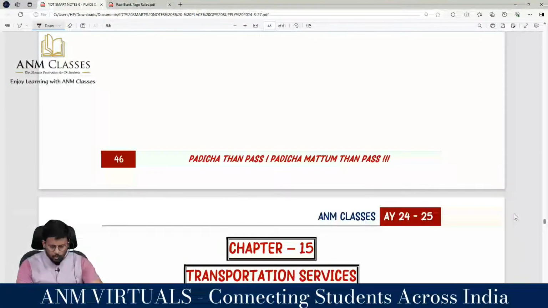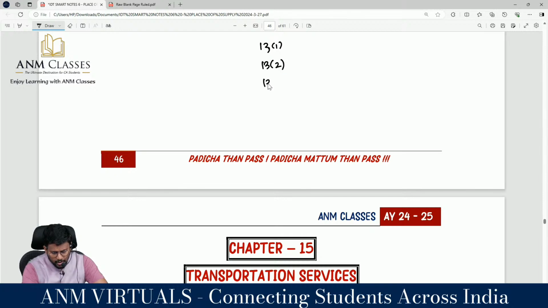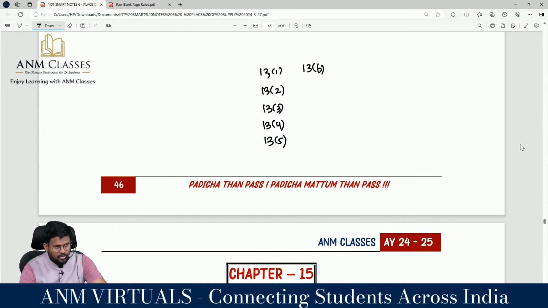So, what is 13.1? Applicability. What is 13.2? General provision. What is 13.3? Performance based services. What is 13.4? What is 13.5? What is 13.6? Service provided in more than one location. What is 13.7? Service provided in more than one state. What is 13.8? Specified services.